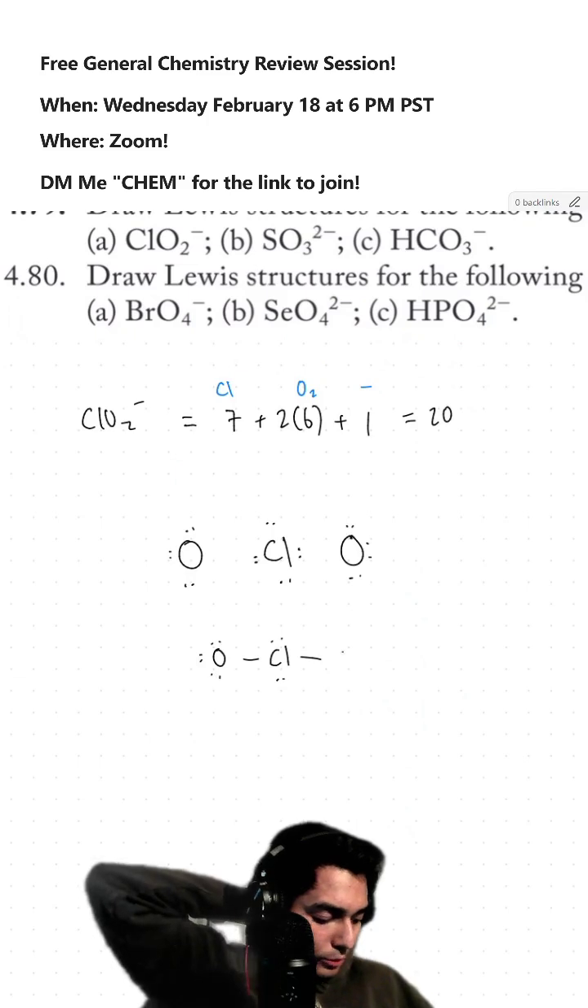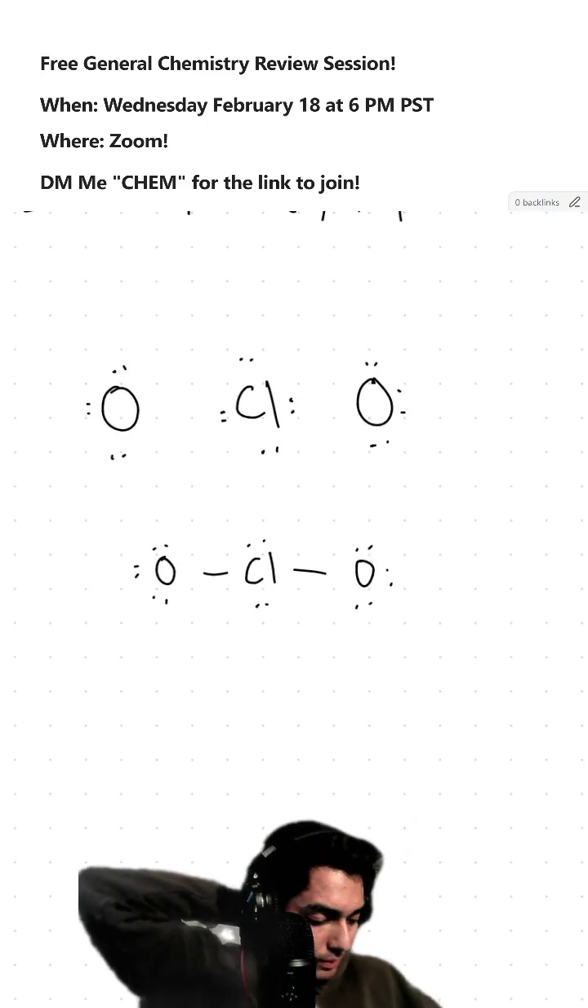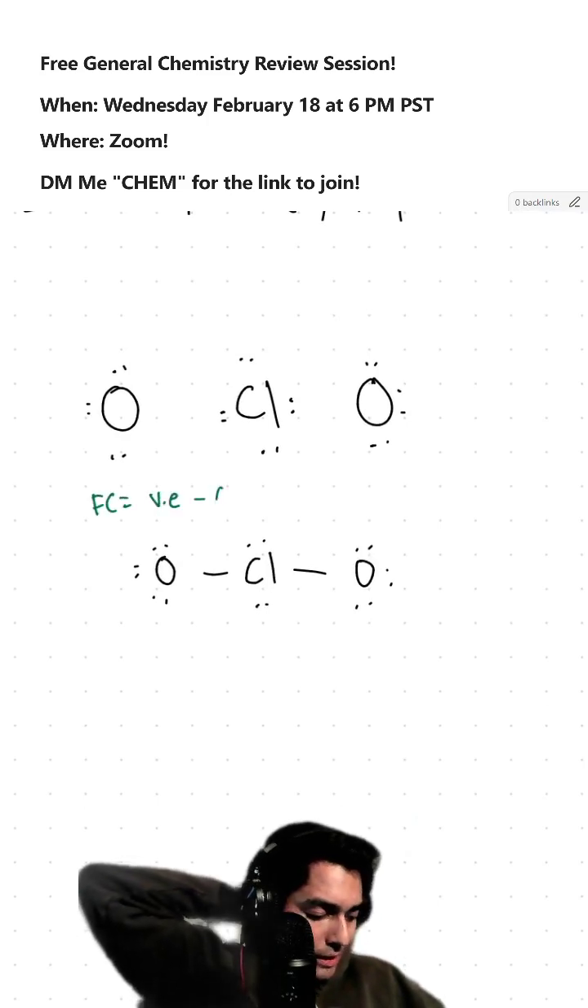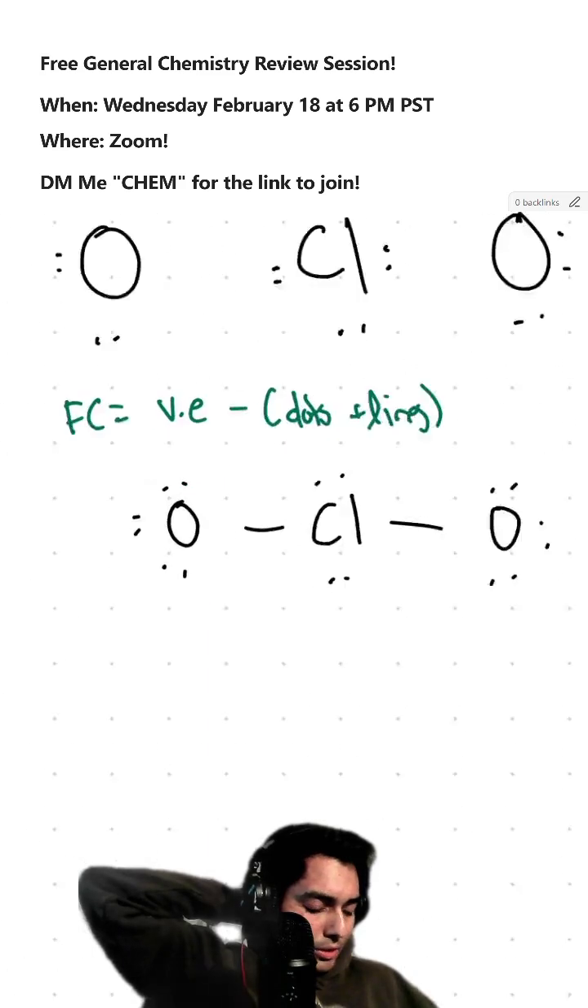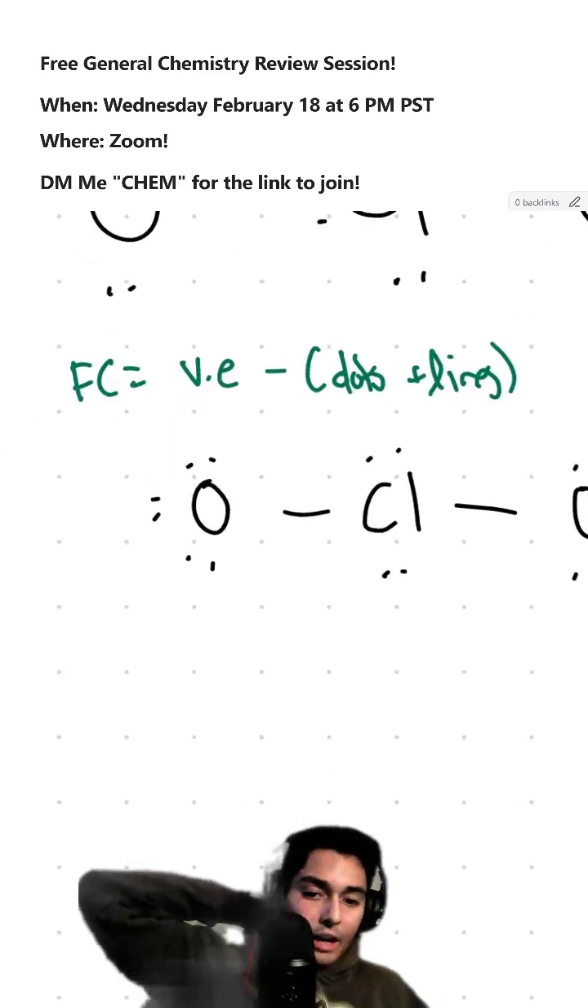And I need to do my formal charges. So again, the formal charge equation is number of valence electrons minus dots plus lines. And I have to do that for every single atom. So I'm going to go quickly. Okay? I'm going to do that quickly here.